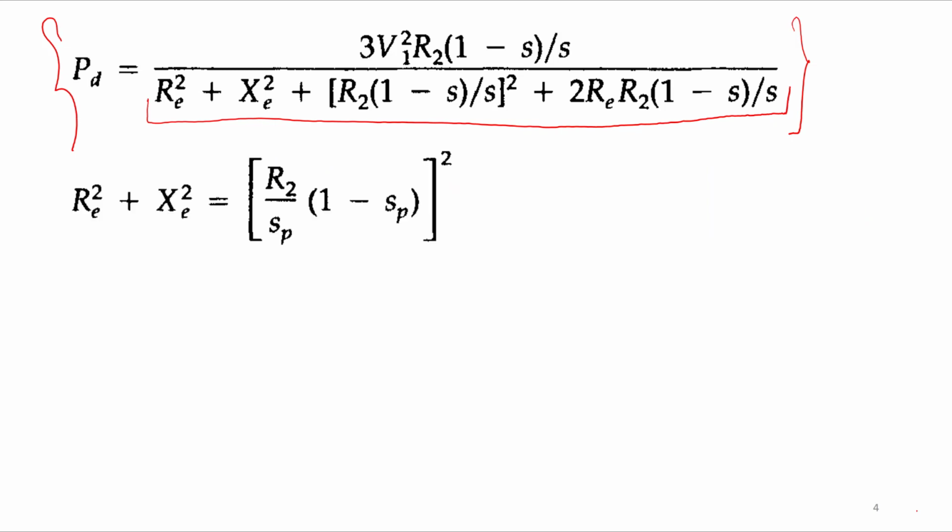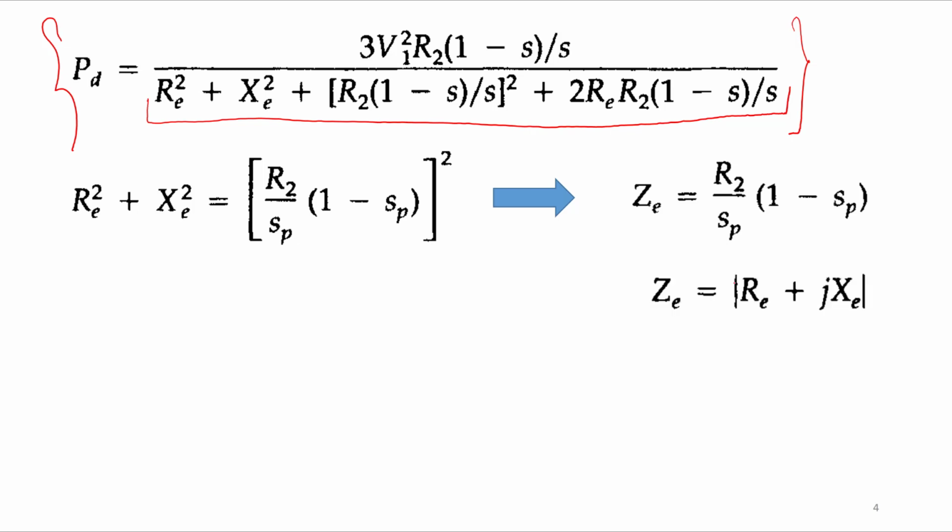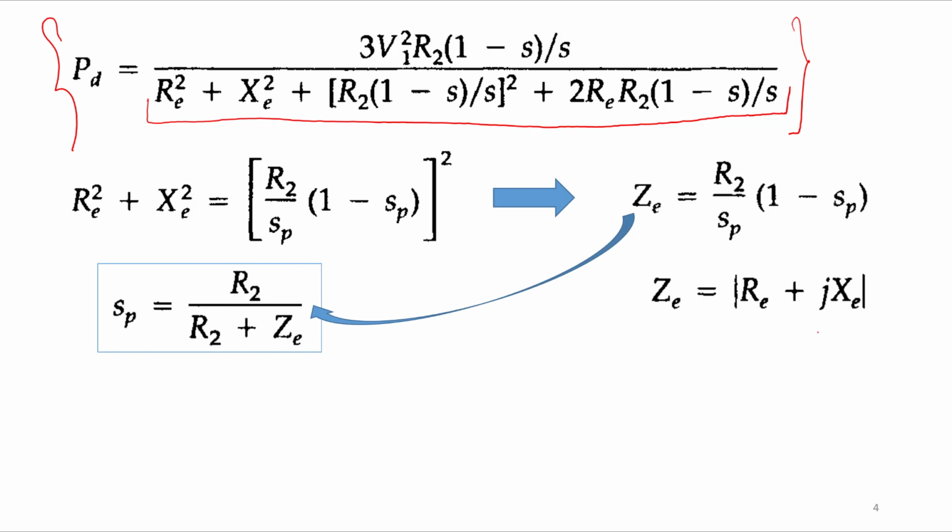Okay, so this will be your condition, right? So Re square plus Xe square equal to (R2 by Sp into (1 minus Sp)) whole square. From this we can find Zd equal to R2 by Sp into (1 plus Sp), and Zd is the magnitude of the impedance Re plus jXe. Then from this expression we'll find Sp, that is the slip at which we'll get the maximum power, as R2 upon R2 by Zd.